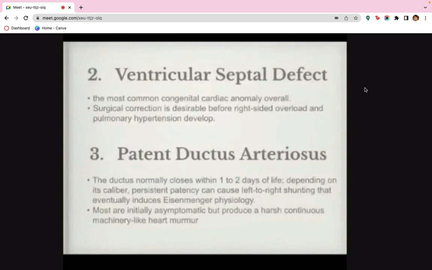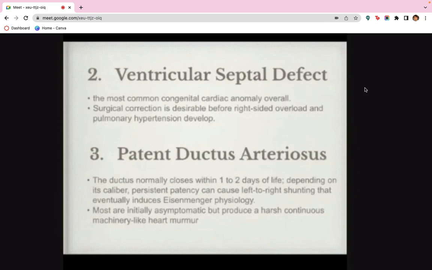Next, we have your ventricular septal defect. It is the most common congenital cardiac anomaly overall. It can be surgically corrected if desirable before right-sided overload and pulmonary hypertension can develop. Next, we have your patent ductus arteriosus or PDA. Your ductus normally closes within 1 to 2 days of life, depending on its caliber. Most are initially asymptomatic but produce a harsh, continuous machinery-like murmur.